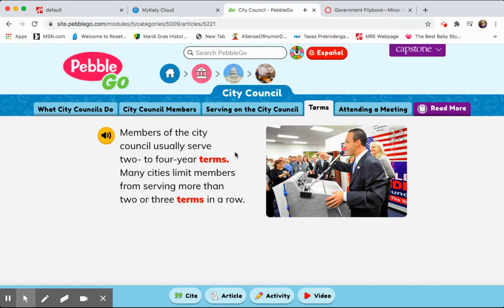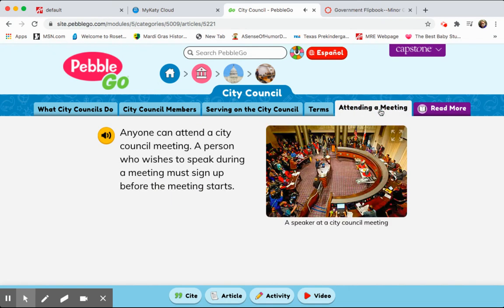Terms. Remember, terms just means how long they can serve. Members of the City Council usually serve 2 to 4-year terms. Many cities limit members from serving more than 2 or 3 terms in a row. Attending a meeting. Anyone can attend a City Council meeting. A person who wishes to speak during a meeting must sign up before the meeting starts.